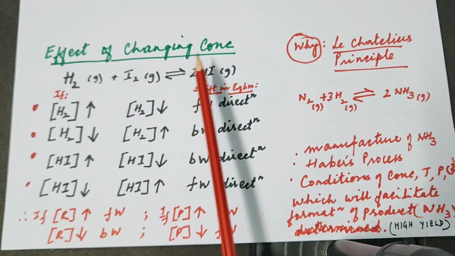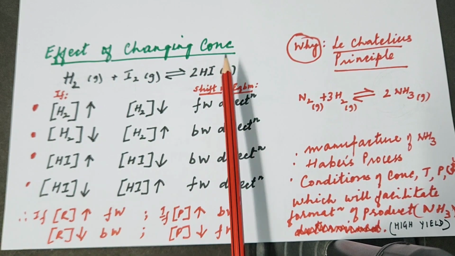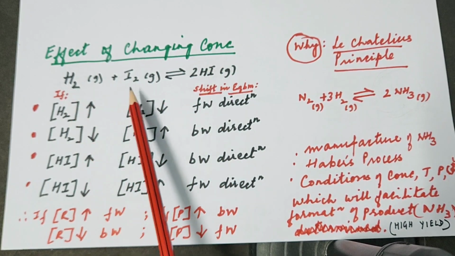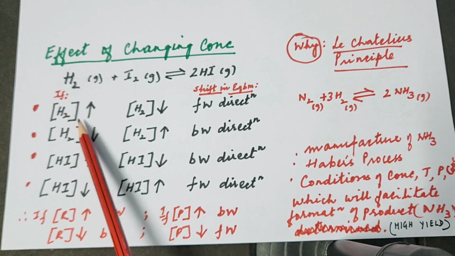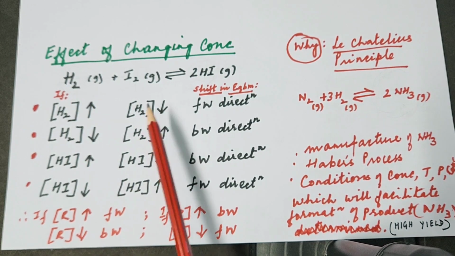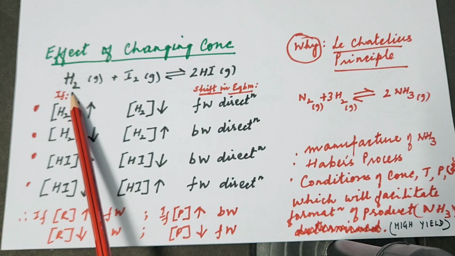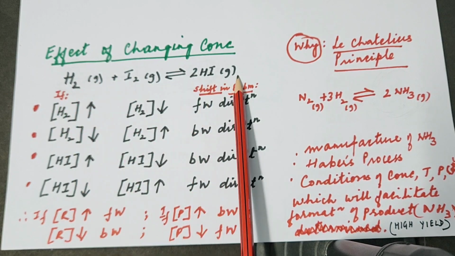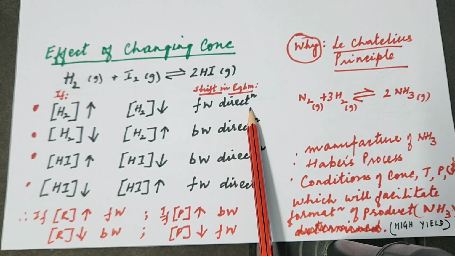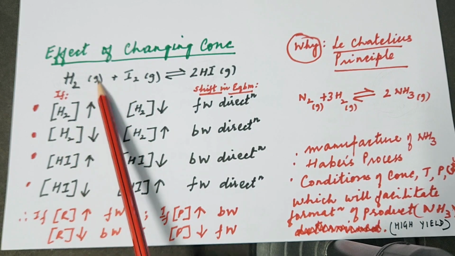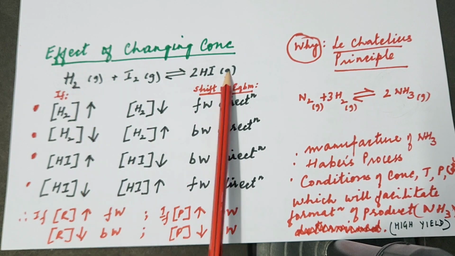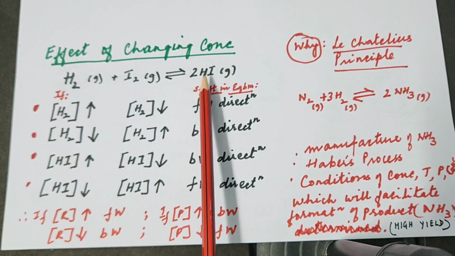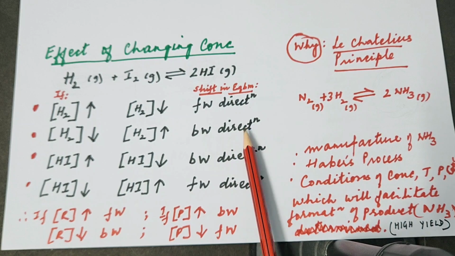So, effect of changing concentration on a given reaction system which is at equilibrium. H2 plus I2 gives 2HI. So, I have taken different conditions quickly. If H2 concentration is increased, what is the response of the system? To decrease H2. How will H2 decrease? If it is consumed. So, reaction shift will take place in the forward direction. If H2 is decreased, the system will try to increase H2. How? It will be produced in this direction, that is, the backward direction would be favored.